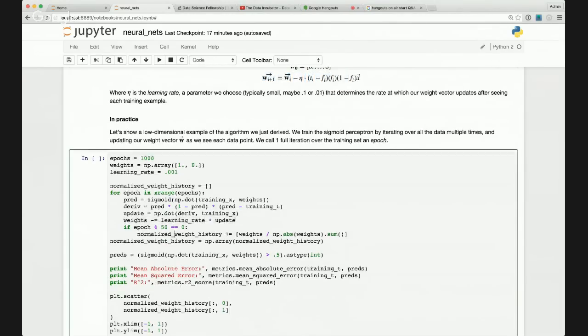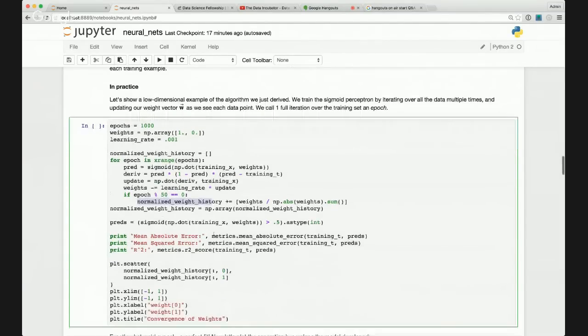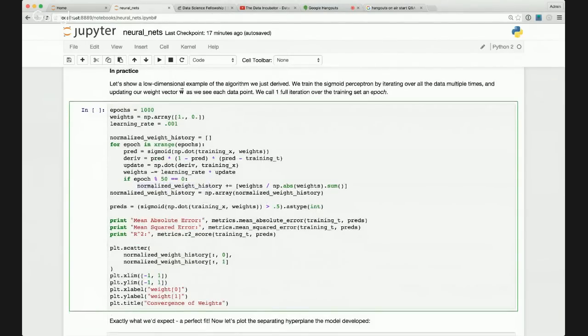Now, we want to actually see how the updates happen. So we're going to save off the normalized weight history. And we'll talk a little bit later about why the weight history should be normalized or not. But for now, let's do that.